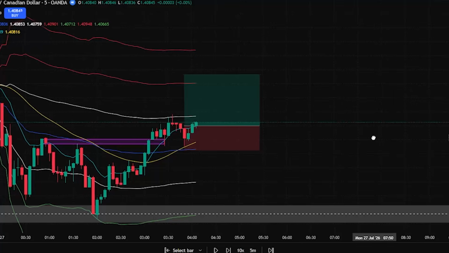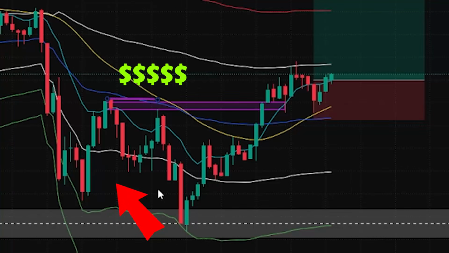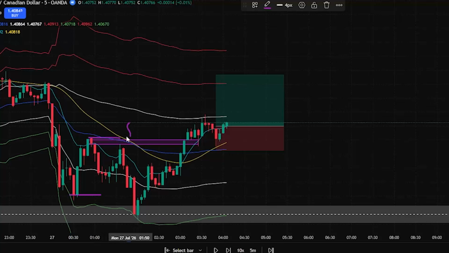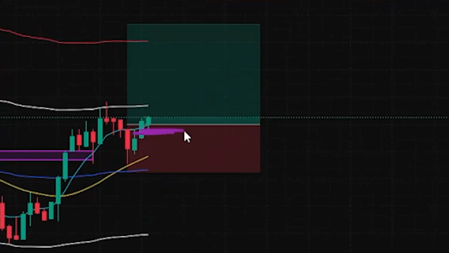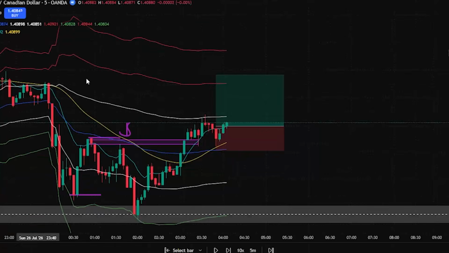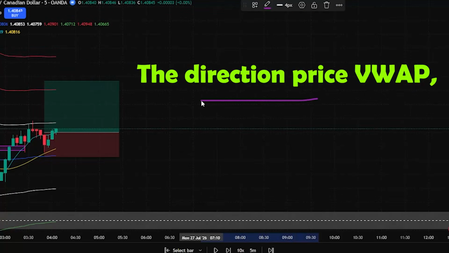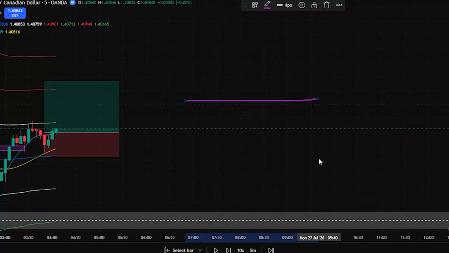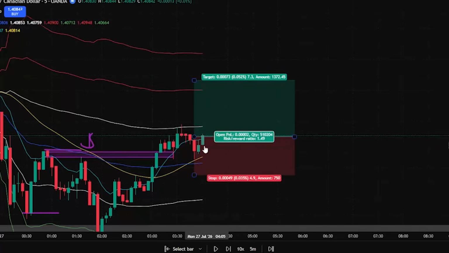This is where the important part of the SMC comes in. Price has gathered a liquidity area before the main move, and after the short-term structure is broken, it gives us a signal of a continuation of the upward movement. So our three main factors are in the same direction: the direction of the price relative to the VWAP, the momentum of the EMAs, and the confirmation of the market structure. Therefore, this is where our entry point is formed.